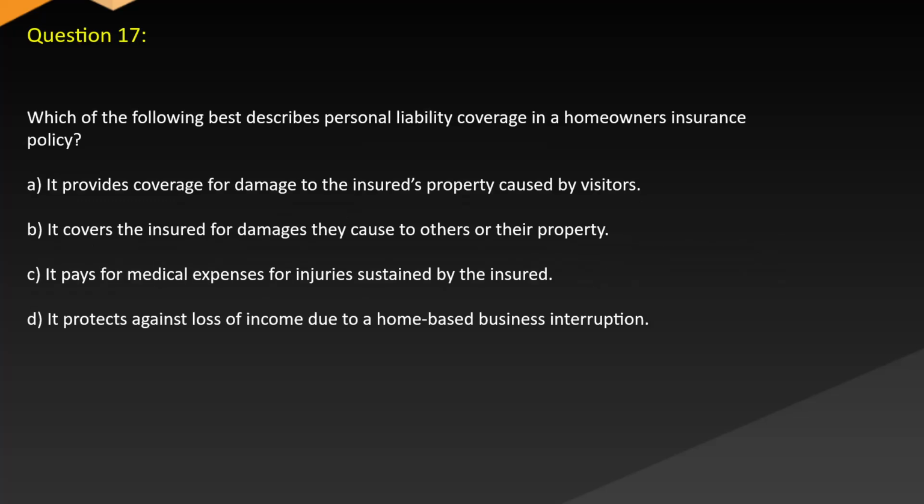Question 17. Which of the following best describes personal liability coverage in a homeowner's insurance policy? A. It provides coverage for damage to the insured's property caused by visitors. B. It covers the insured for damages they cause to others or their property. C. It pays for medical expenses for injuries sustained by the insured. D. It protects against loss of income due to a home-based business interruption.